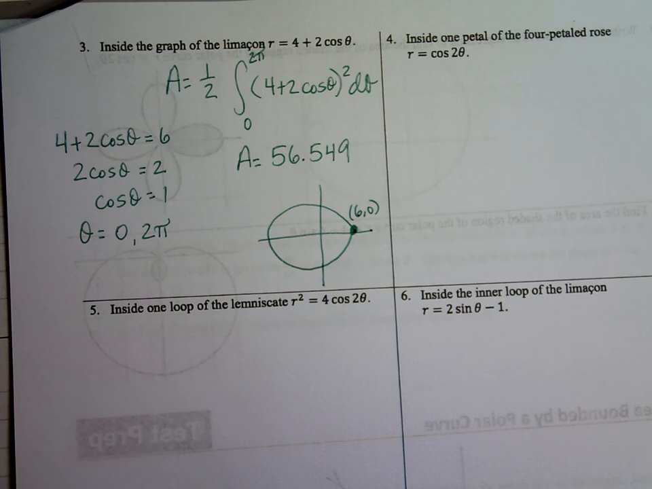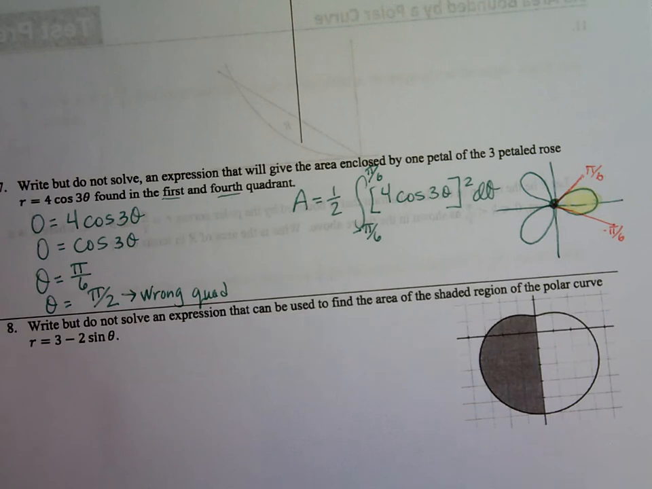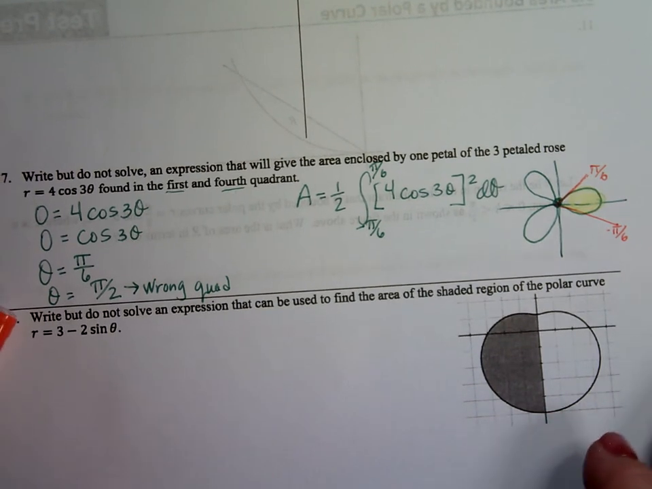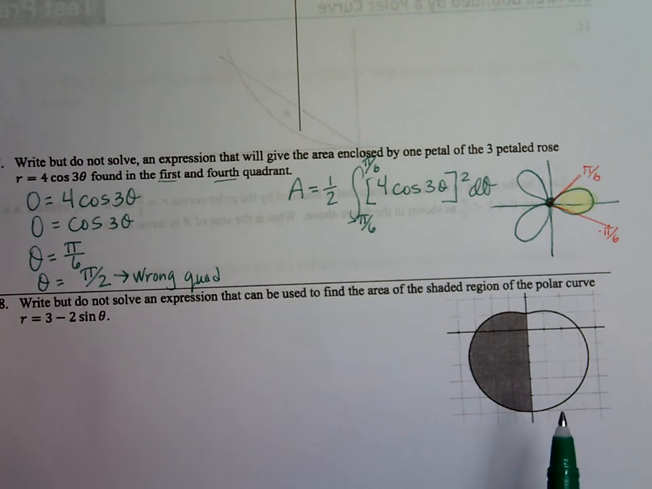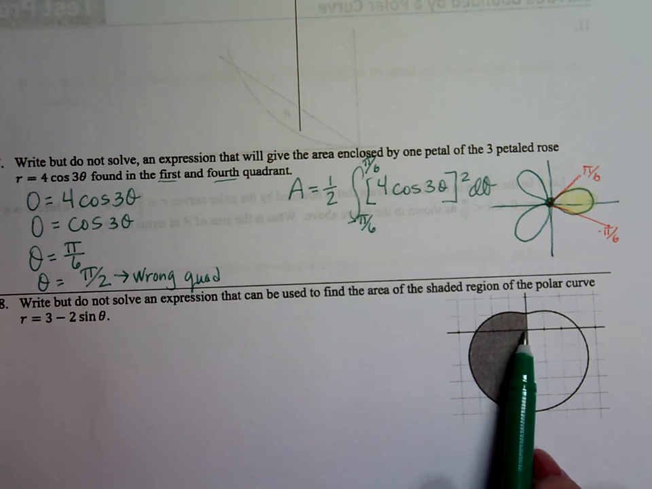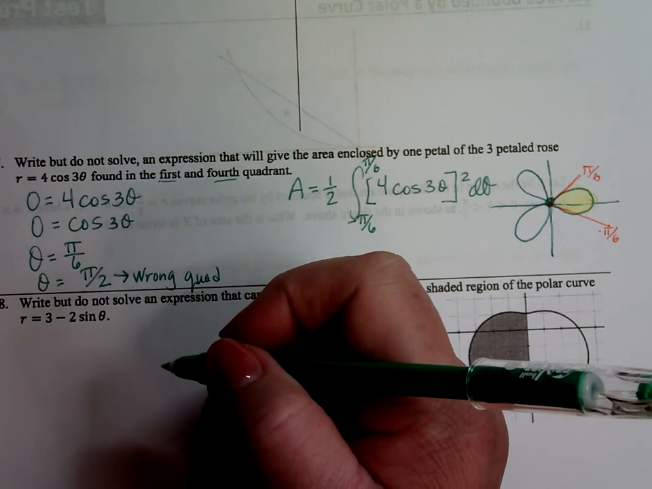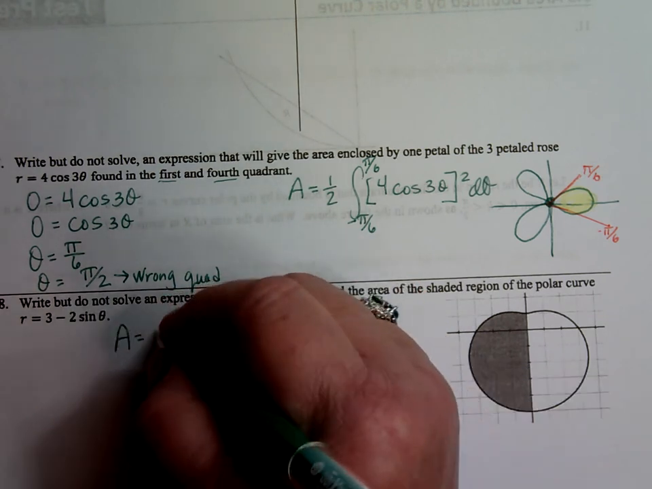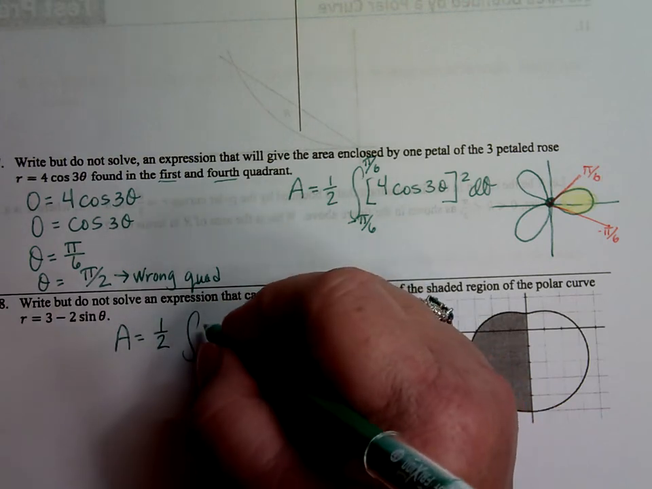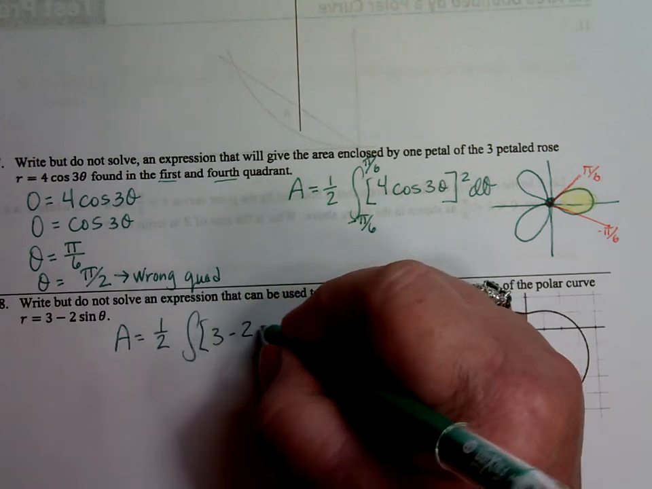Number 8's the next one that I wanted to do. And I think there's one more after that. Number 8: write but do not solve an expression that can be used to find the area of the bounded region of the polar curve r equals 3 minus 2 sine of theta. Now you can see this one also doesn't originate at 0, so you're not going to set your bounds equal to 0 like you have in so many of the other problems. Again, that's why I wanted to picture this one and have you work it through. All right, so here's how it goes. I have an area formula. I always start with my area: one half the integral of 3 minus 2 sine of theta, quantity squared, d theta.